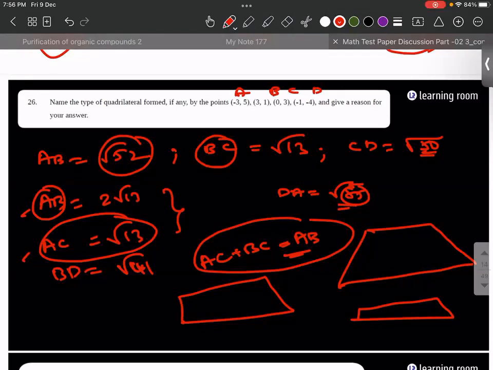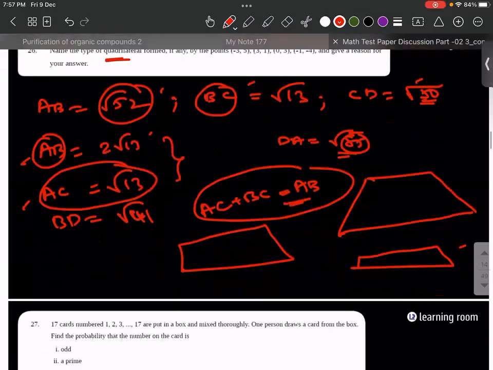Sir, what if they were not collinear, then what should the answer be? It can be a quadrilateral, but it cannot have a specific type. They asked to name the type of the quadrilateral formed. Just with the help of distances we cannot conclude that it does not form a quadrilateral at all. It can form some random quadrilateral. It need not be a regular shape, need not be a parallelogram or anything.